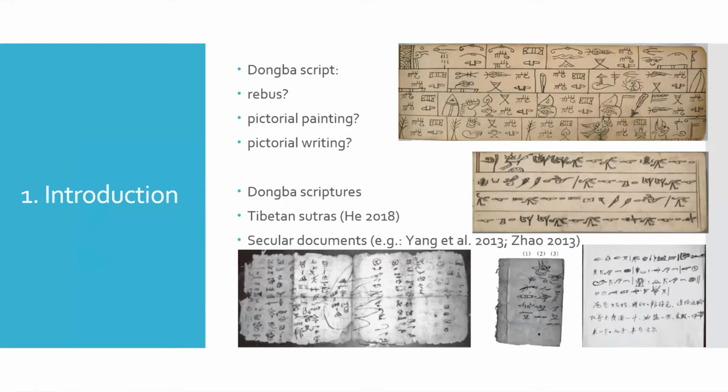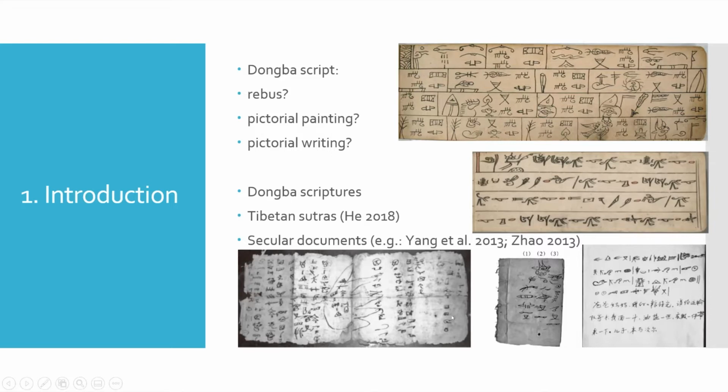Traditionally, they are used to transcribe the Dongba scriptures as shown in this picture. And they have also been found to transcribe the Tibetan sutras. And recently, they have also been applied to write secular documents like property deeds, some notes, and letters. And the Dongba manuscripts are generally written from left to right and up to down.